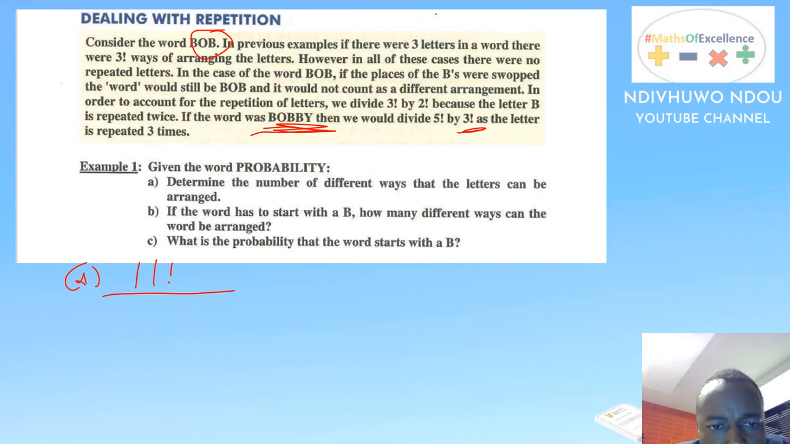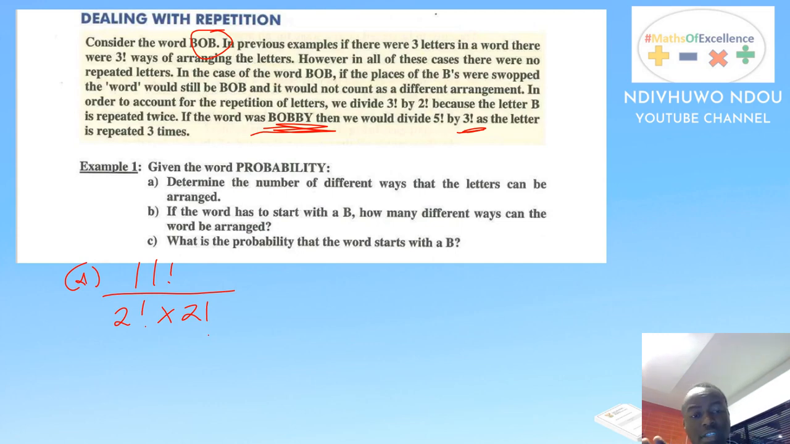If you check in our word probability, we have B's, and our B's are repeating 2 times. It means we're going to divide by 2 factorial. And we also have I's, and our I's are repeating how many times? It's also 2 times, so we also divide by 2 factorial. Do we have another letter that is repeating? Let's see. No, it seems no other letter is repeating. So that's the final answer.